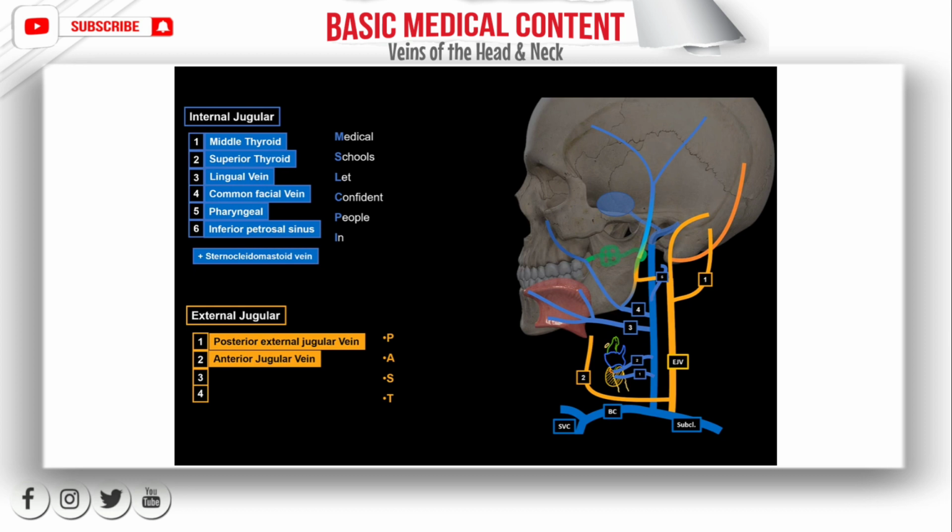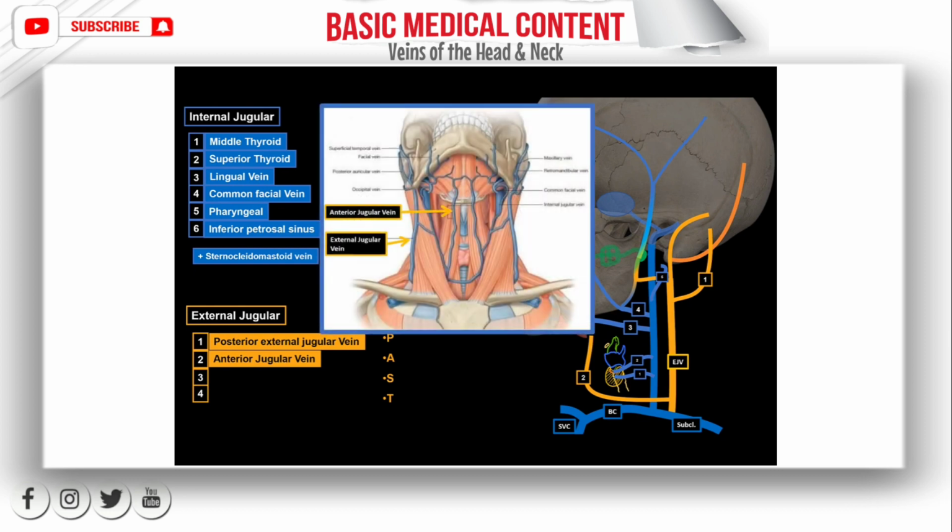The anterior jugular vein is going to go anteriorly and supply the muscles and the skin on the anterior surface of the neck. And as it ascends, it is going to communicate with the other anterior jugular vein on the other side. And that connection is called the jugular venous arch, which helps with a nice collateral blood flow in case there's any occlusion, for example.